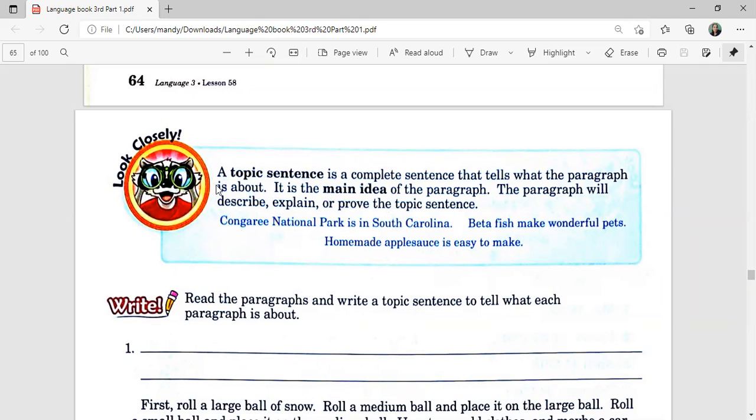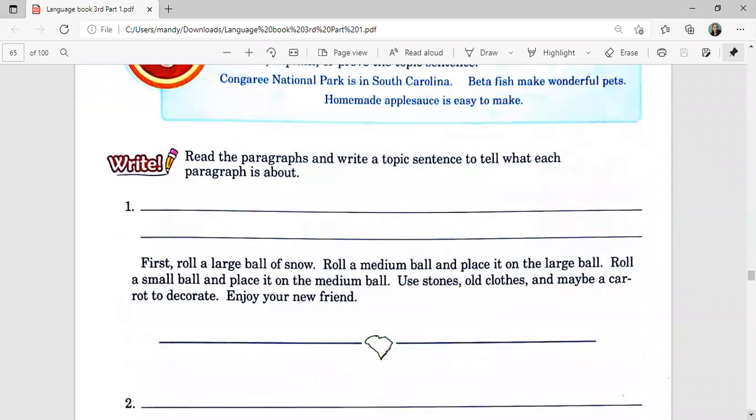Yes? Okay, let's read this information. A topic sentence is a complete sentence that tells what the paragraph is about. It is the main idea of the paragraph. The paragraph will describe, explain or prove the topic sentence. For example, Kangaroo National Park is in South Carolina. Okay, so this one is a topic sentence. This one is a main idea. Yes? Okay, betta fish make wonderful pets. Homemade applesauce is easy to make. All of these are topic sentences. All of these are main ideas. Yes? Okay. So right now, we read the following paragraph and we write a topic sentence to tell what each paragraph is about. Yes? Okay.